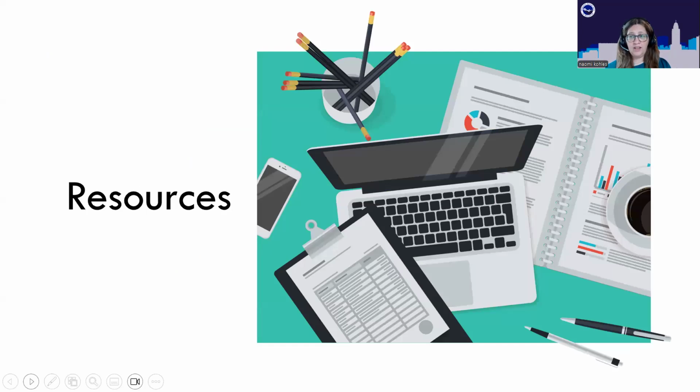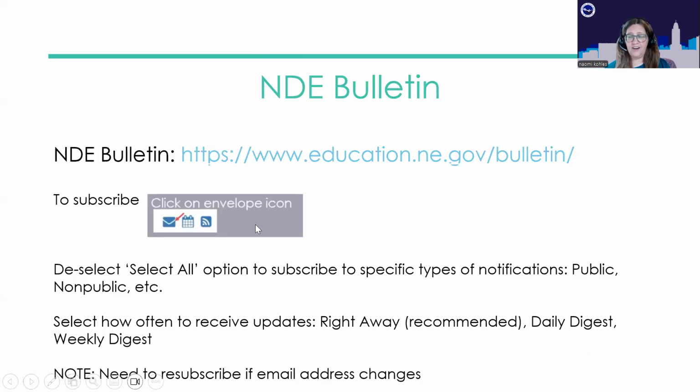All right, so let's give you more resources here. The NDE Bulletin. This is a subscribe system. You have to go in and subscribe to it. So go to this website. You'll see the little envelope icon. Click on that. And you can select all and receive every single bulletin item that comes out, or you can choose specific to your type of entity. So you could choose public, or you could choose non-public, or you could choose ESU. And then you also can select how often you receive the updates.